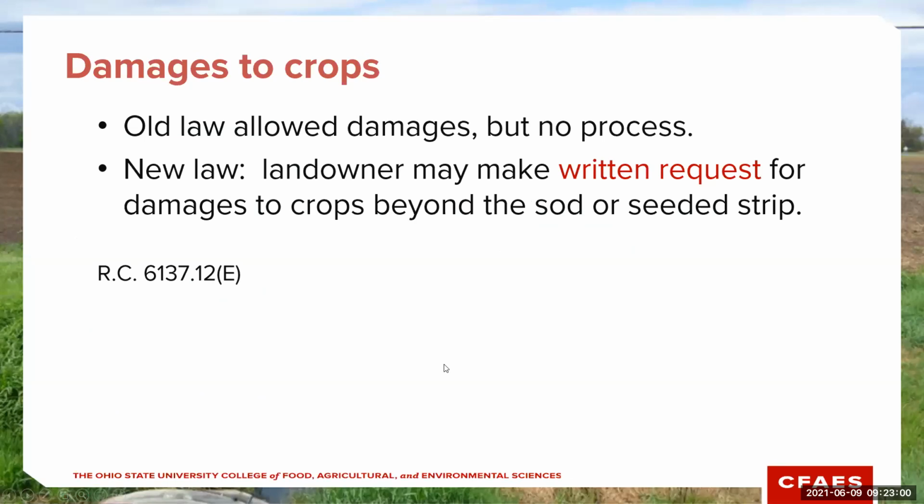And then also, under the old law, there was no process, just a statement that landowners could request damages for crops that were harmed in the process of maintenance, but there was actually no process for doing that. So we added a process that a landowner may make a written request to the county engineer for those damages that have occurred to crops beyond that easement, that sod or seeded strip. So there is now a process to make that written request that would be reviewed by the engineer in order to determine whether damages should be awarded for the maintenance.